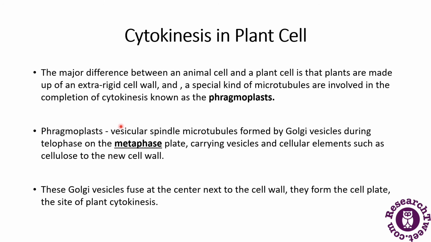So phragmoplasts are spindle microtubules formed with the Golgi vesicles. Golgi vesicles, during telophase on the metaphase plate, carry vesicles and cellular elements which contribute cellulose to the new cell wall. This is how phragmoplasts work in plant cells. These Golgi vesicles fuse at the center of the cell and form the cell plate at the site of plant cytokinesis. So they play a role in plant cytokinesis by forming the cell plate.